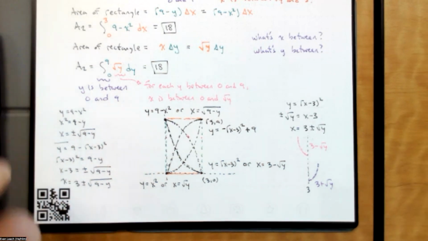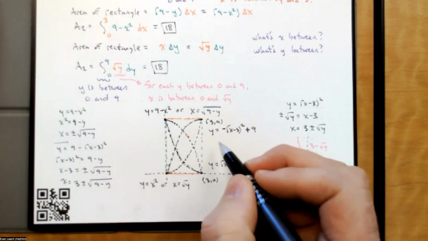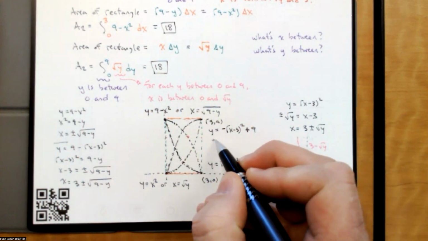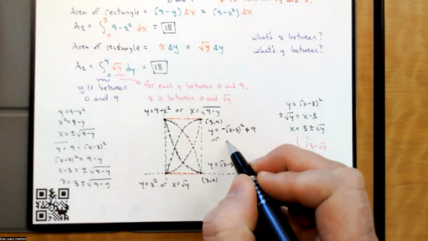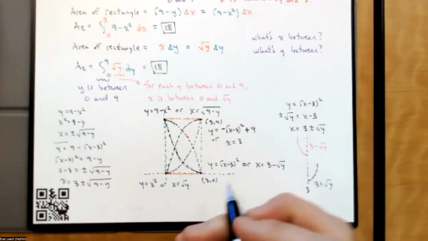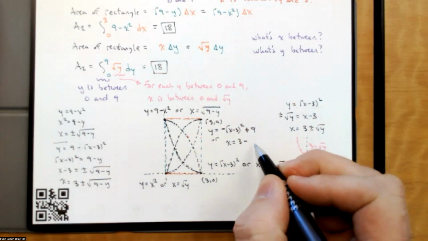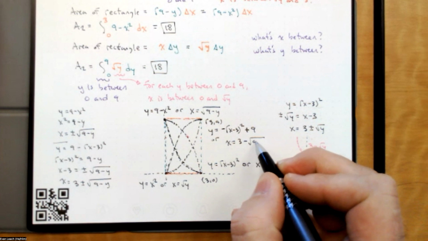And that plus or minus square root of 9 minus y, one of them is the left side. The negative square root is the left side. The positive square root is the right side. So if we happen to be using this parabola to split this rectangle, I would say x is 3, and this is on the left side, because 3 is in the middle, and I want stuff that's less than 3. So I'll subtract the square root of 9 minus y.